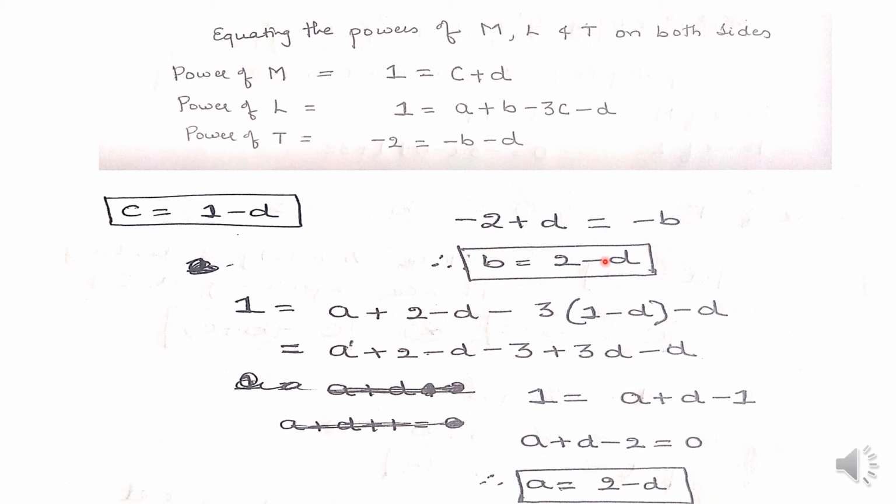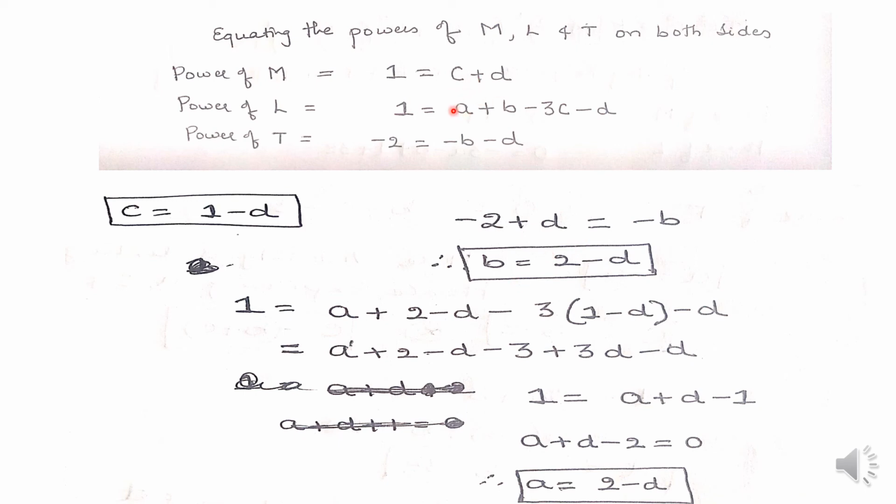Next, the last one is the power of L, that is 1 is equals to A plus B minus 3C minus D. That means here also A. Now we have expressed C. Here D only was there. So I have expressed B term in terms of D. Now remaining is only A. So now let me write this.